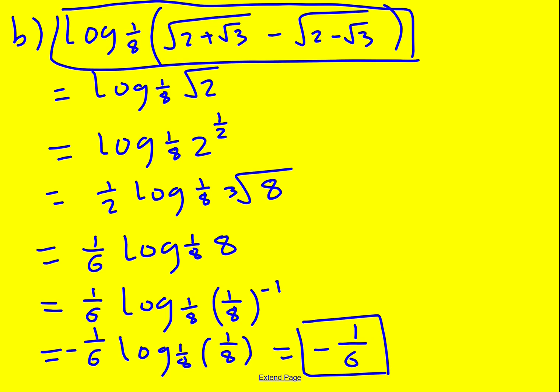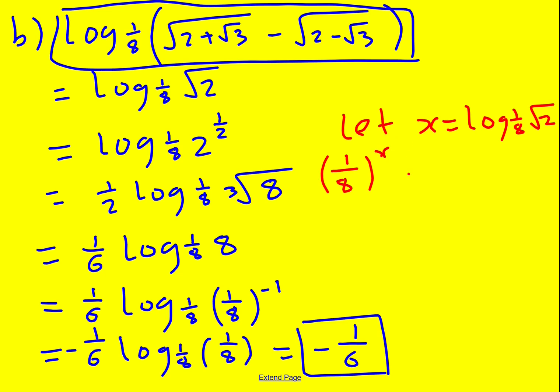The other thing we could have done is we could have, say, let x equal log base 1 over 8 of root 2, and that would mean that 1 over 8 to the x is equal to root 2, and we could have solved that. So you might prefer it that way instead.